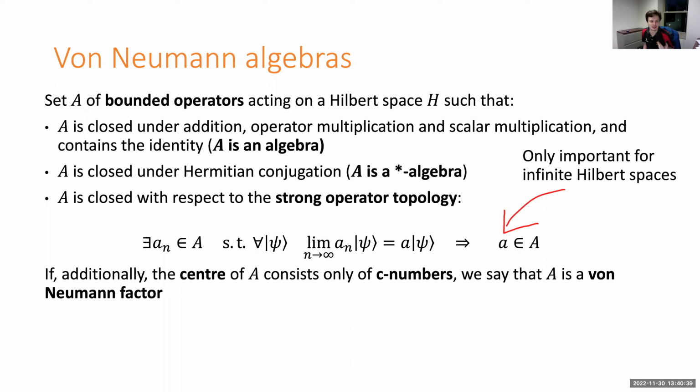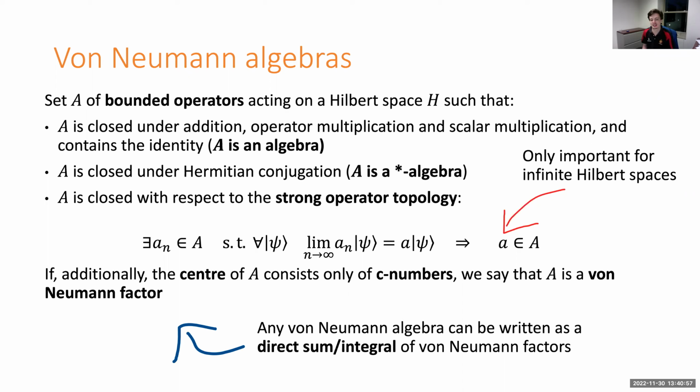Okay, so there's an extra condition you might also want to impose, which is that the center of A, the operators in A that commute with everything in A, should consist only of multiples of the identity. If that's true, then we say that A is what's called a von Neumann factor. The nice thing about von Neumann factors is that any von Neumann algebra can be written as a direct sum, or more generally a direct integral, basically a continuous direct sum, over von Neumann factors. So von Neumann factors are like the building blocks that you build von Neumann algebras out of.